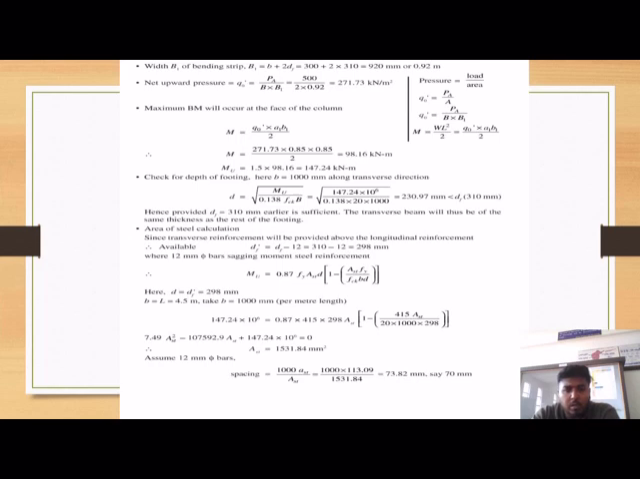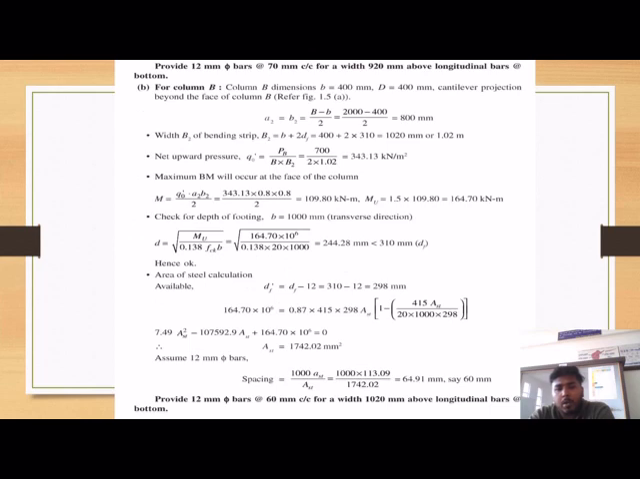Area of steel calculation. Since transverse reinforcement will be provided above the longitudinal reinforcement available, Mu is equal to 0.87 fy Ast d. Spacing is 1000 Ast divided by Ast, that is 1000 into 113.09 divided by 1531.84, equal to 73.82 mm. Provide 12 mm bars at 70 mm c/c for a width of 920 mm above the longitudinal bars at the bottom.